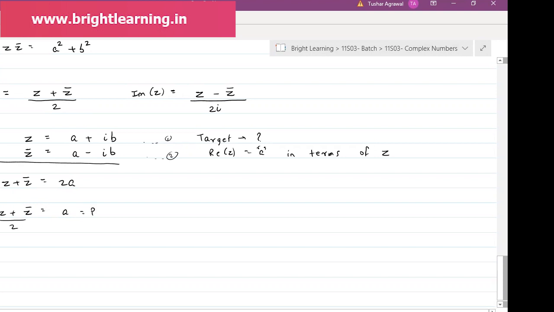This A is my real part of Z. And in the original set of simultaneous equations, if I do the subtraction, Z minus Z bar, A will get cancelled out. IB minus of minus IB will become 2I times B. So what will be B? B will be equal to Z minus Z bar upon 2I. This is equal to B, and this was my imaginary part of Z.